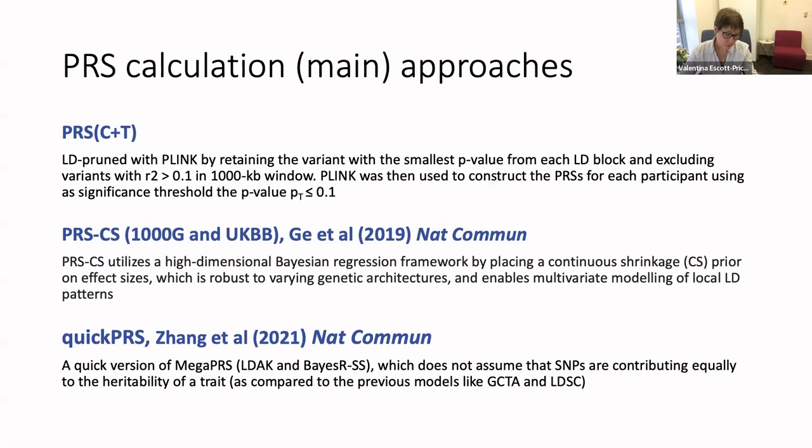So with PRS now, as you know, there are tons of approaches. At the early stage, we used just the pruning and thresholding approach. Now there are tons of approaches to calculate polygenic risk scores: pruning and thresholding, PRS-CS methods, which is a Bayesian regression framework, and also quick PRS methods, which combines LDAC and SBayesR. Who knows these methods? They know what I'm talking about; those who don't, just ignore. There are many methods which try to improve over the standard approach.